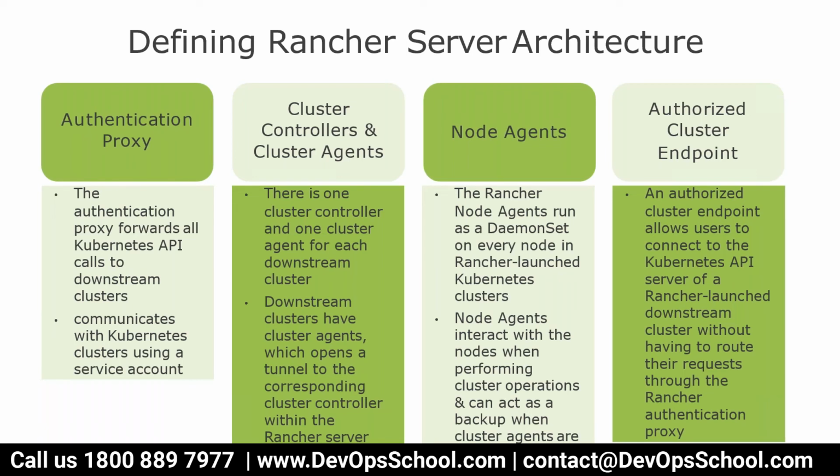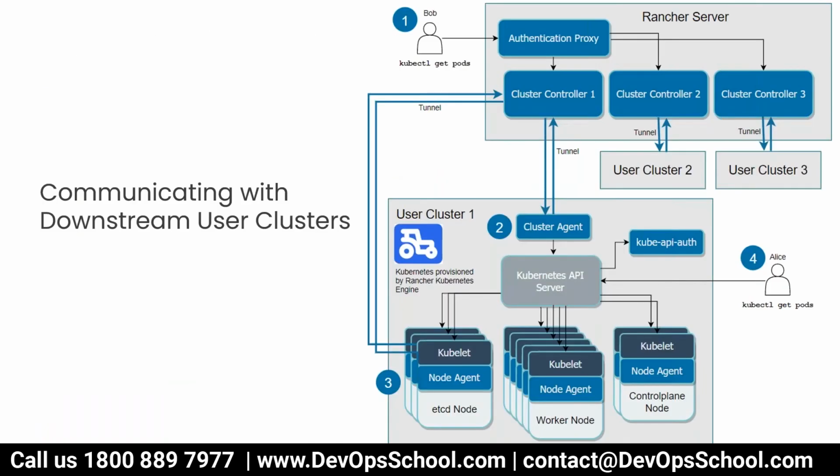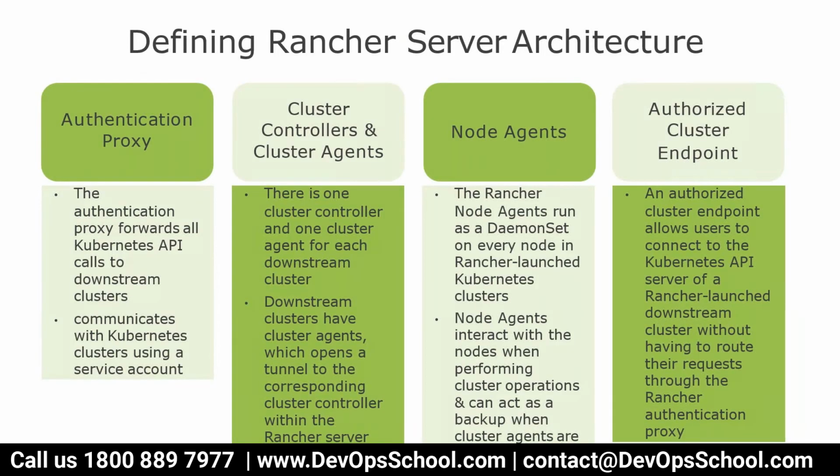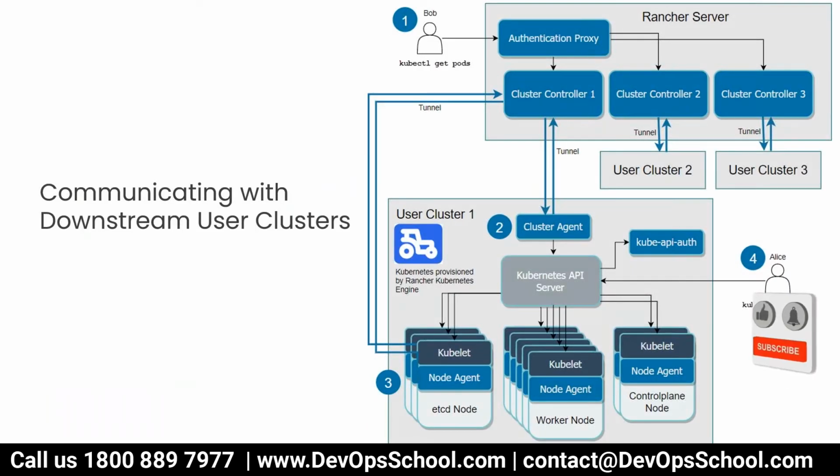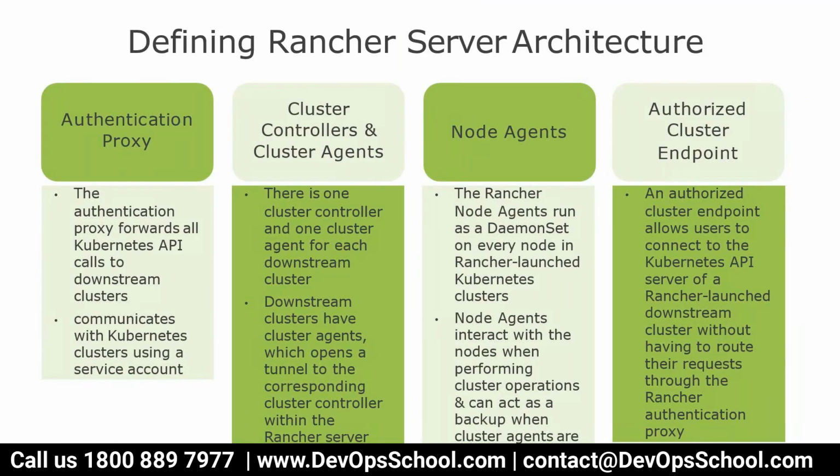Now the fourth component which you can see is the authorized cluster endpoint. Here you see the authorized cluster endpoint; through the API server, the authorized cluster endpoint will be published. An authorized cluster endpoint allows users to connect with the cluster API. Look at the right side, fourth step, last step: the user is connecting to the API, right? So an authorized cluster endpoint allows users to connect to the Kubernetes API server of a Rancher launched downstream cluster without having to route their request through the Rancher authentication proxy.